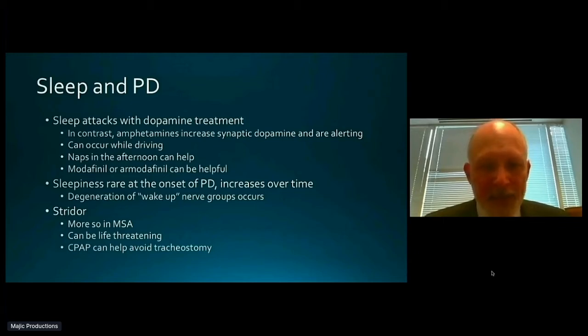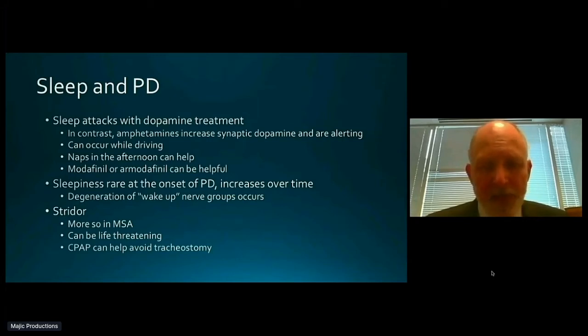But the problem is that when you give dopamine, like in the form of pramipexole or rotigotine or something else, you actually can have sleep attacks. And this has been reported in the literature where people have gotten in car accidents when they're on these kind of drugs. So, the actual effects of dopamine can vary, and it's unclear exactly why this is.